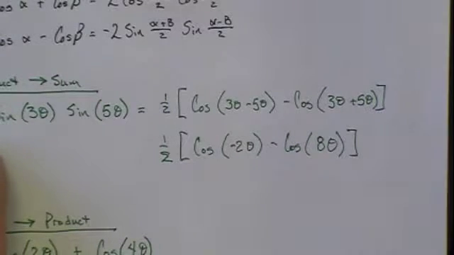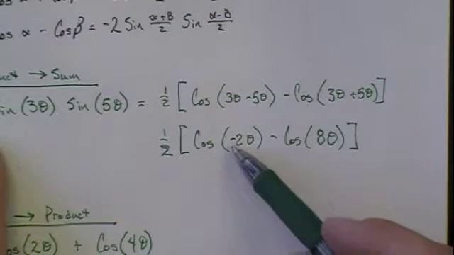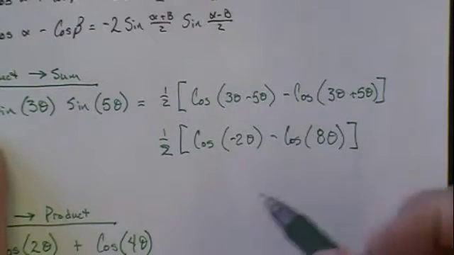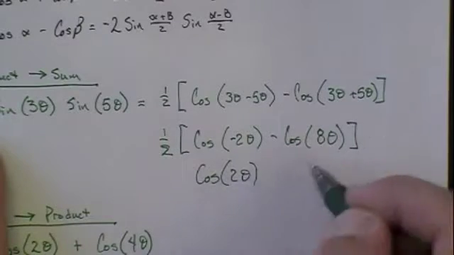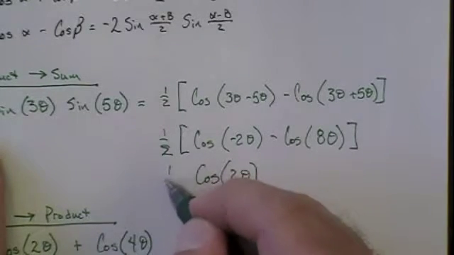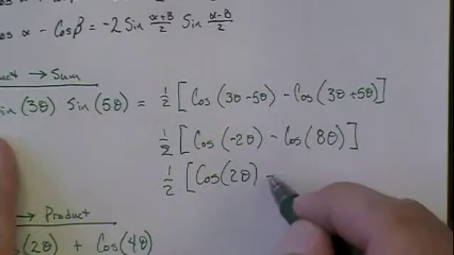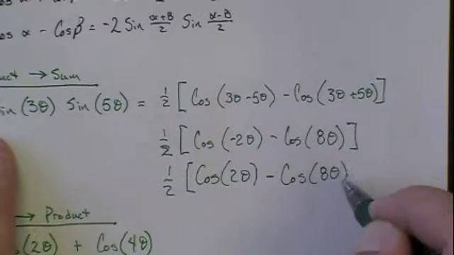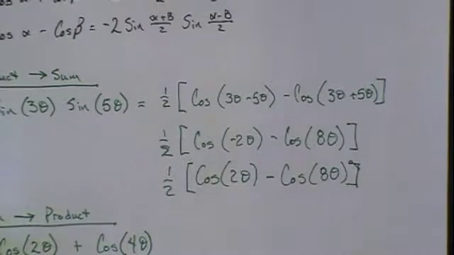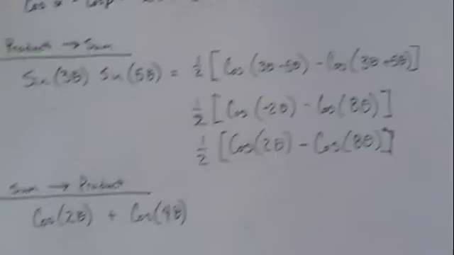And then the only other part we can really do here, we do know that cosine is an even function, so if we have negative 2 theta, that's the same as cosine of 2 theta. So we would rewrite it that way. So we still have 1/2 times the quantity of cosine of 2 theta minus cosine of 8 theta. And now we have rewritten this instead of a product. Now it's written as a sum.